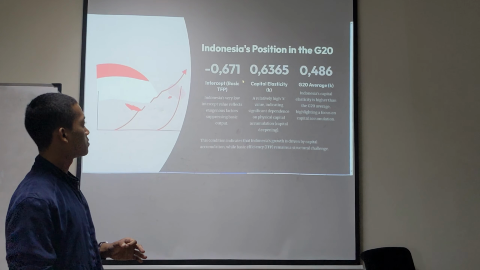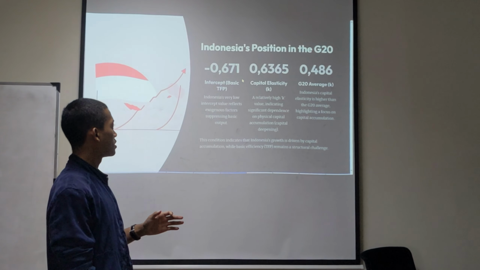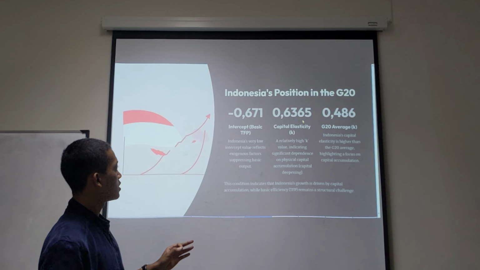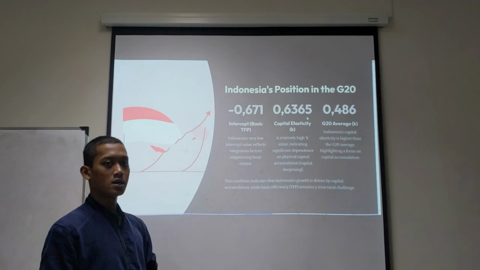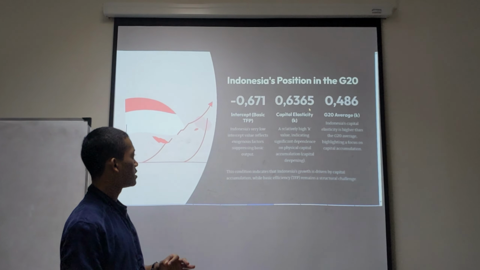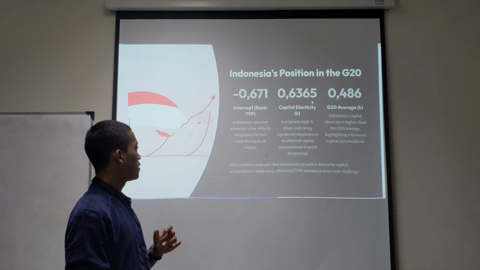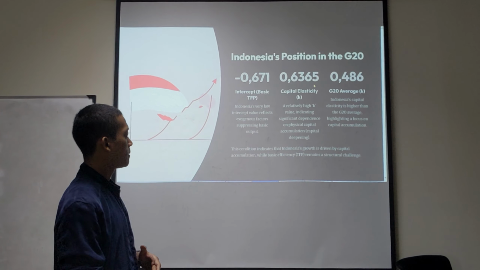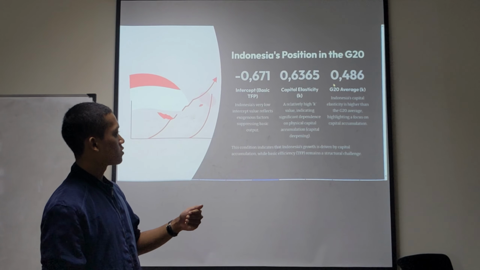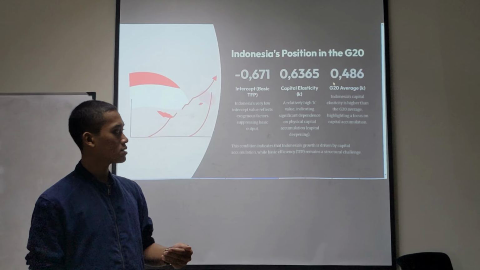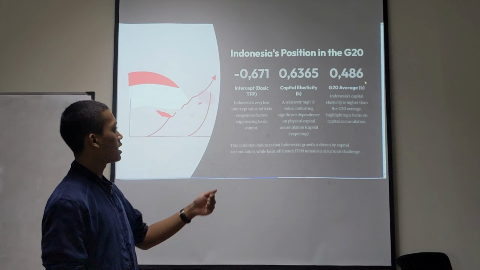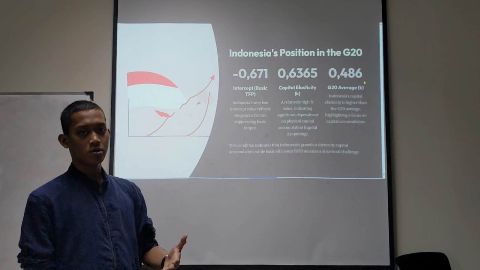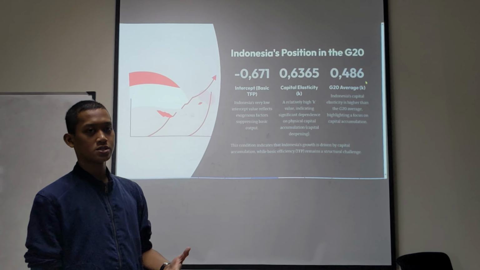And the second one is all about the capital elasticity, or the K coefficient, which is estimated at 0.64. A relatively high K coefficient indicates significant dependence on physical capital accumulation, or the capital deepening effect. By the G20 average K coefficient, we can imply that Indonesia's capital elasticity is higher than the G20 average, highlighting a focus on capital accumulation in Indonesia's economy.